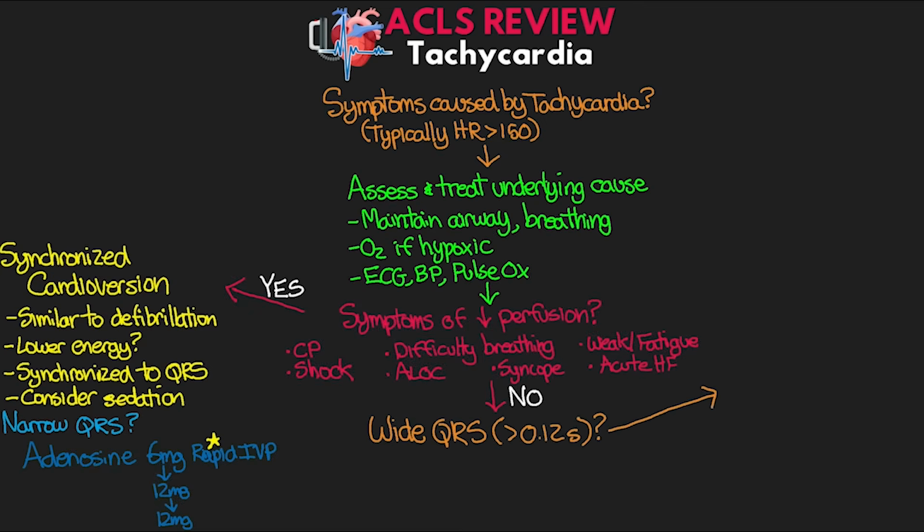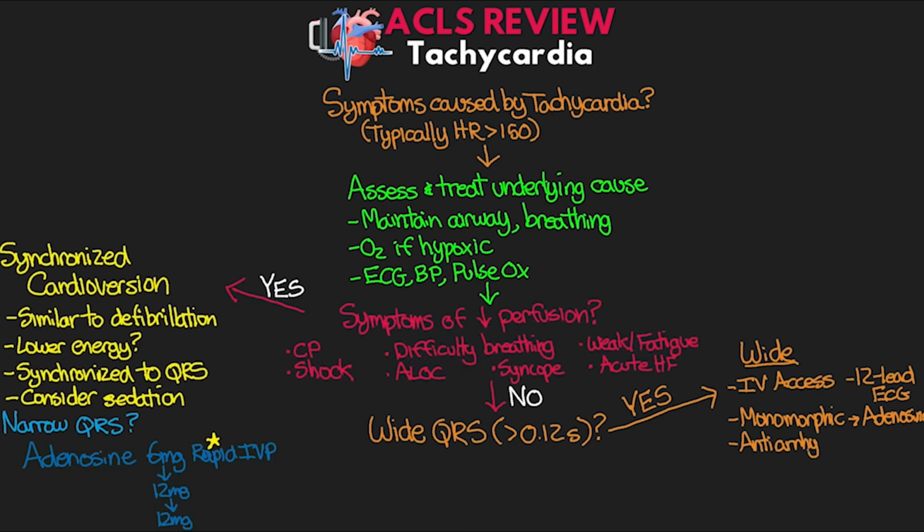Now, if they do have a wide QRS, then there's a couple things that we want to do. First, we want to ensure that we have IV access, and then we want to get a 12-lead ECG. Now, in this situation, we can consider using adenosine again if it's regular and monomorphic. We also want to consider the use of some sort of antiarrhythmic medication. This is going to be things like amiodarone, procainamide, sotalol.